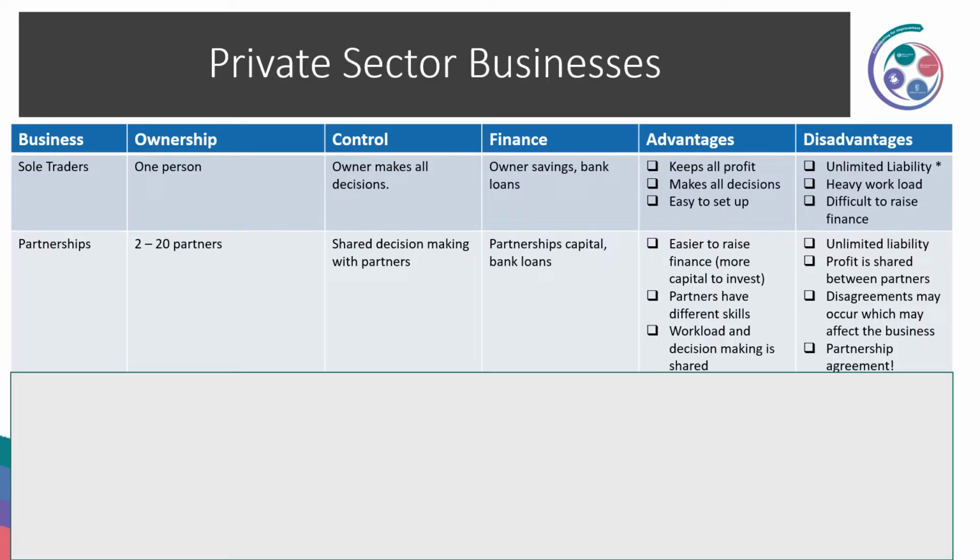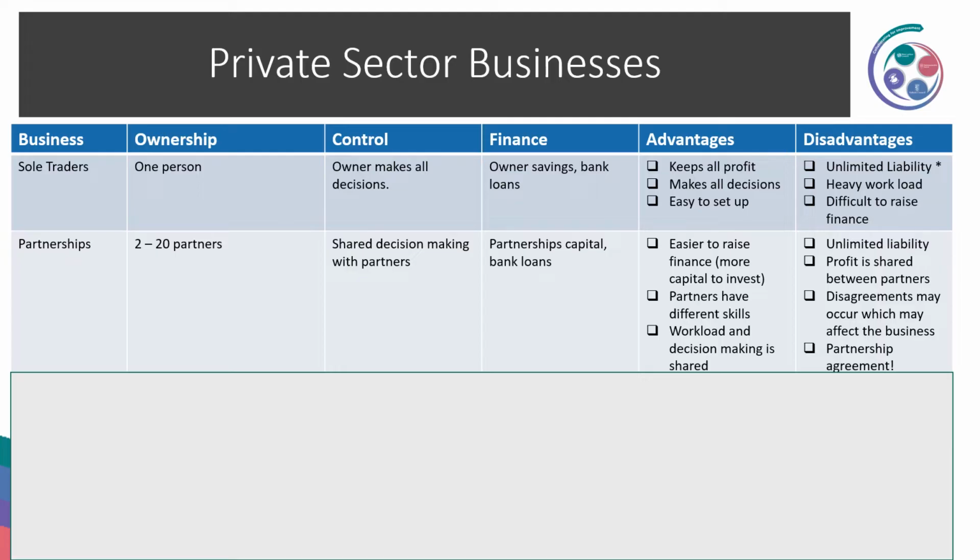Now the advantages of this would be that it's easier to raise finance because you have got more people to invest in the business. So you might have to say £10,000 each to start, which is more than what you would have if you had one person. Now, because you have got a partner, and remember a partner can be between 2 and 20, you might have an array of skills brought to the partnership so that you can be flexible in what you do. And it's not just on you, your workload and your decision making is shared.